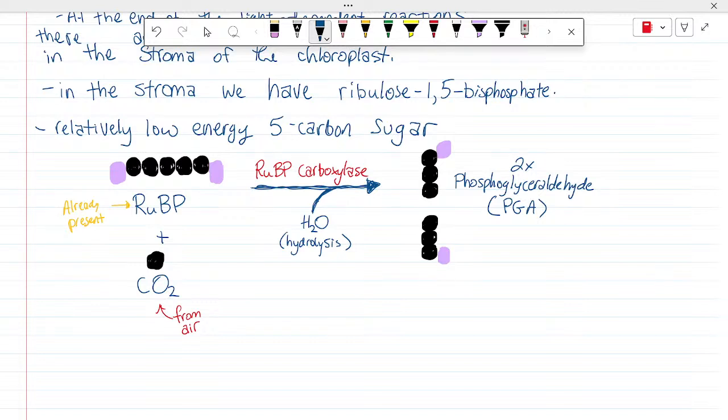Okay, so that's step one. Step one is that we're going to add a carbon dioxide, we're going to add a water, and that's going to give us phosphoglyceraldehyde. Now keep in mind, this is still fairly low energy. In fact, it's probably lower energy than the ribulose bisphosphate because it's smaller, right? So where do we go now?